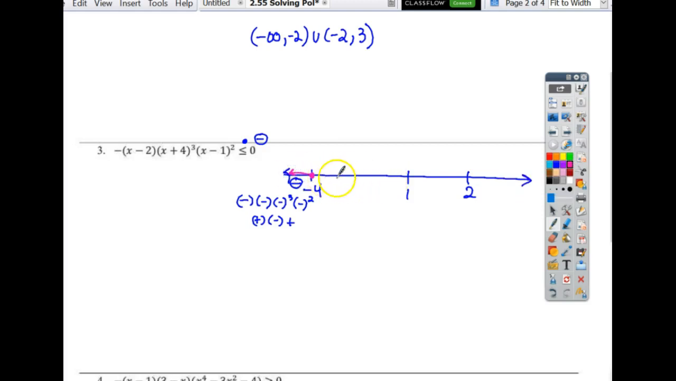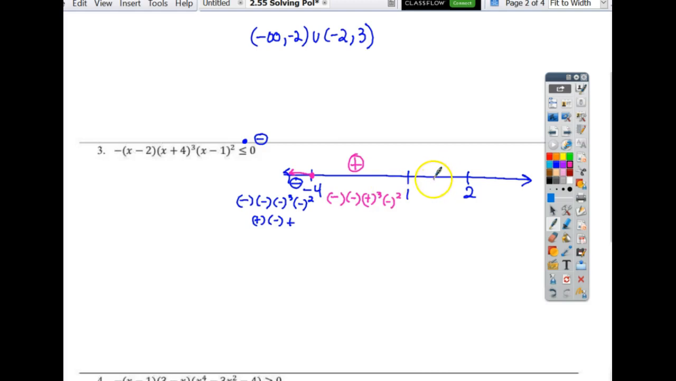Now I have to test this section right here. So if I use 0, I have to start with my negative. And if I put 0 in here, this is negative. If I put 0 in here, it's positive cubed. And if I put 0 in here, it's negative squared. So I get negative times a negative is a positive. This is positive, and this is positive. So this is a positive interval, so it is not part of the solution set.